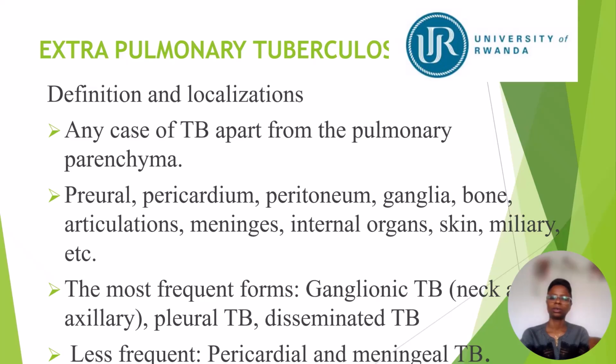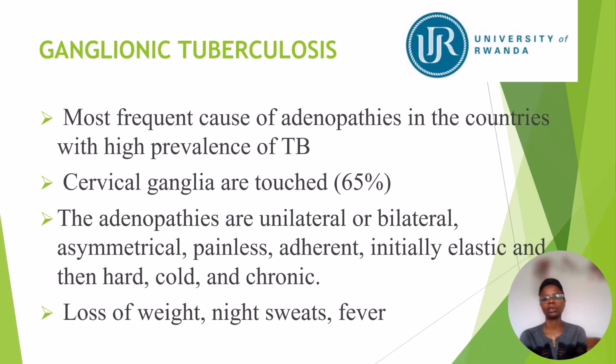Extrapulmonary TB. Normally, extrapulmonary TB is any case of tuberculosis apart from pulmonary. We find it in the pleura, pericardium, peritoneum, ganglion, bone, articulation, meninges, internal organs, skin, etc. The most frequent forms are ganglionic TB and pleural TB, then disseminated TB. The most severe are pericardial and meningeal tuberculosis. Ganglionic tuberculosis is the most frequent cause of adenopathy in countries with high prevalence of tuberculosis.